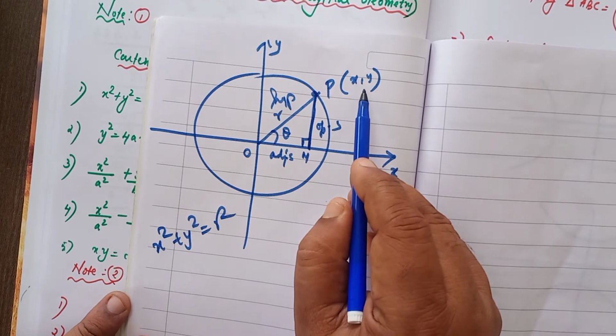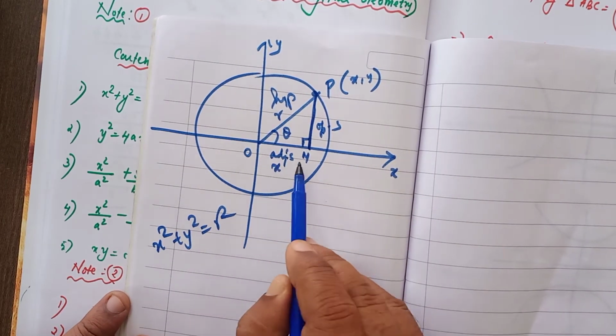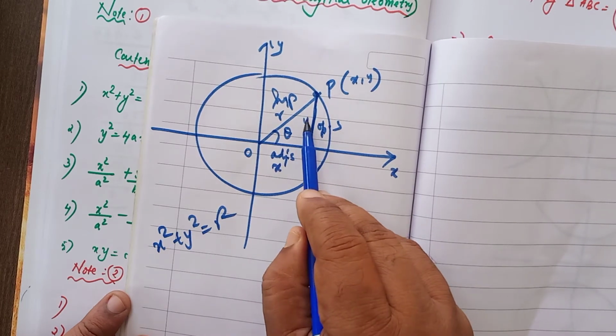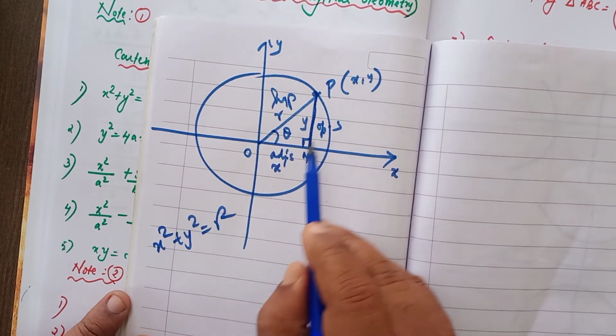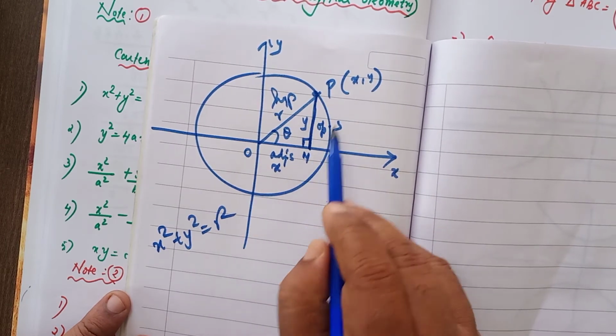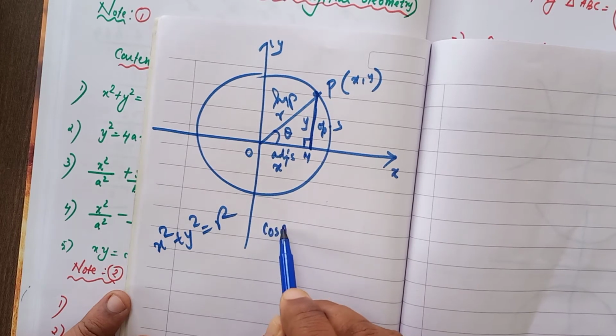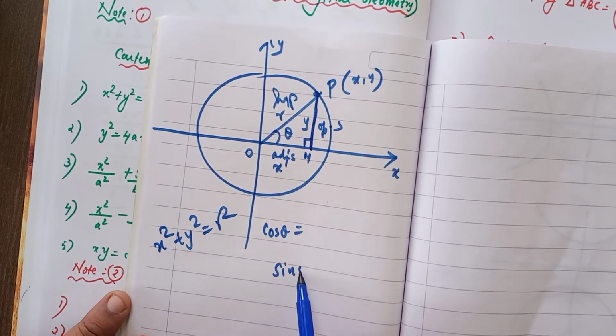Now, since it is x comma y, from the origin the distance OM is x units and PM is y units, you know very well. If it is 2 here and 3 there, what point is it? 2 comma 3. Like that, x comma y. Now I am going to find cos theta and sin theta.